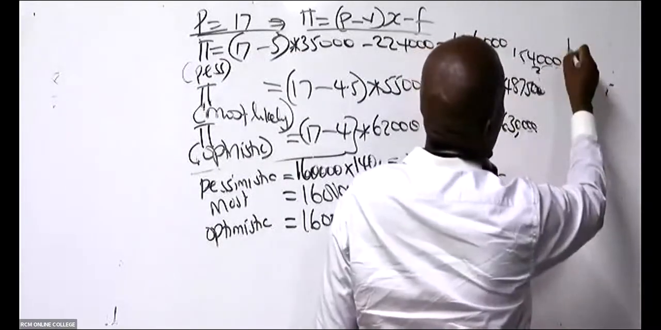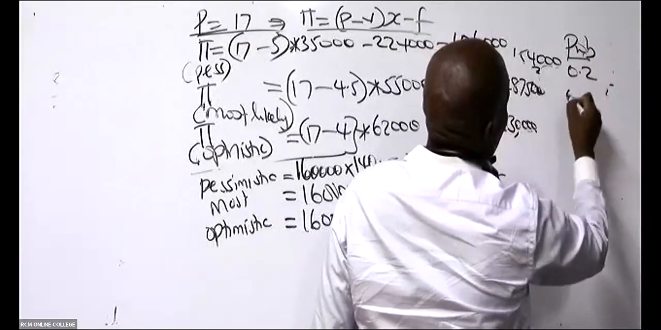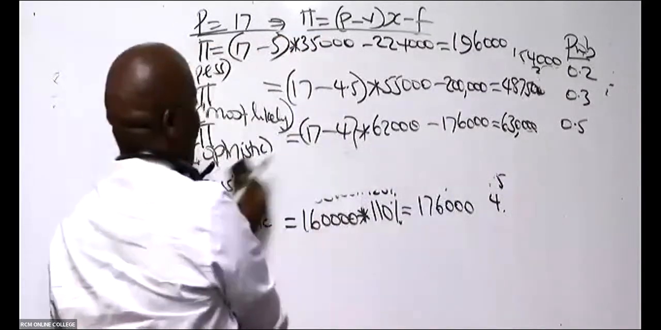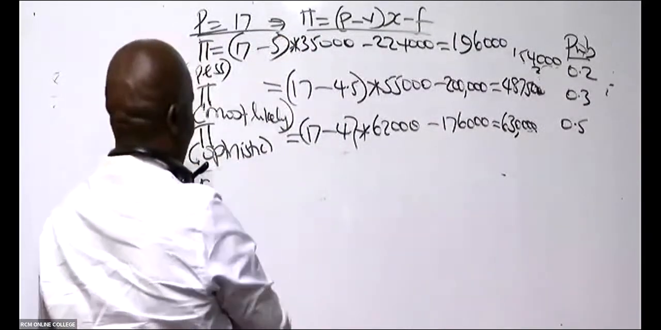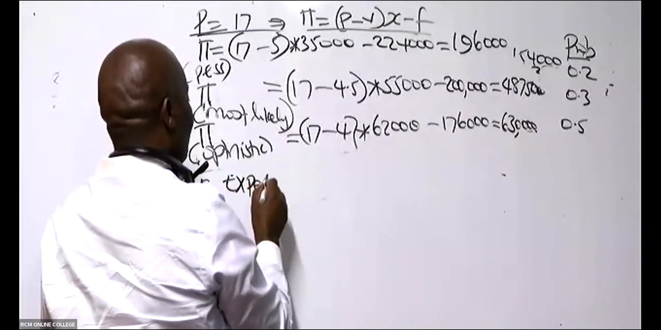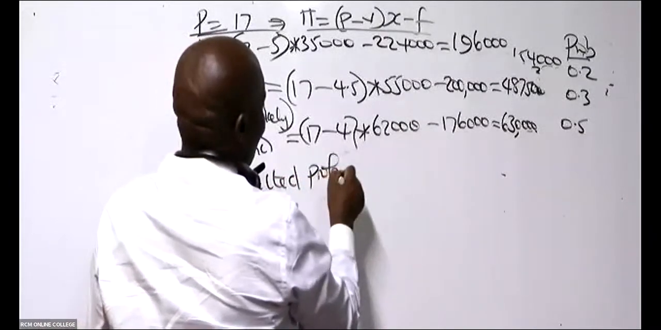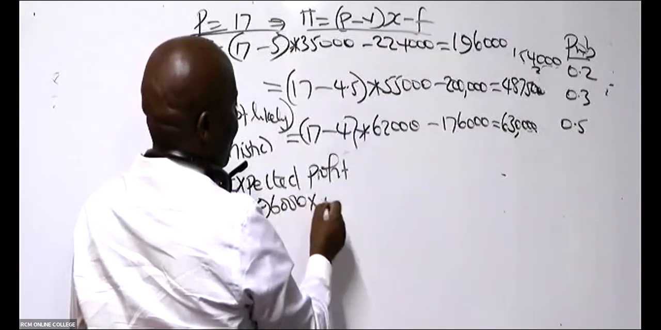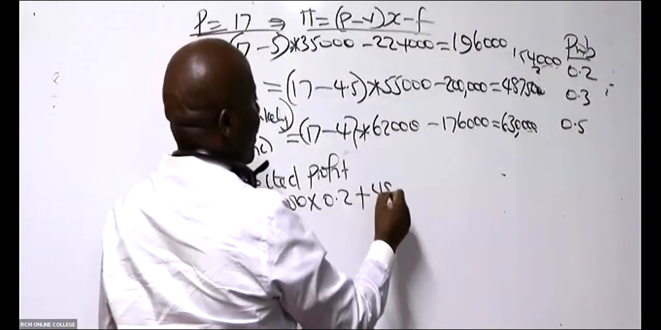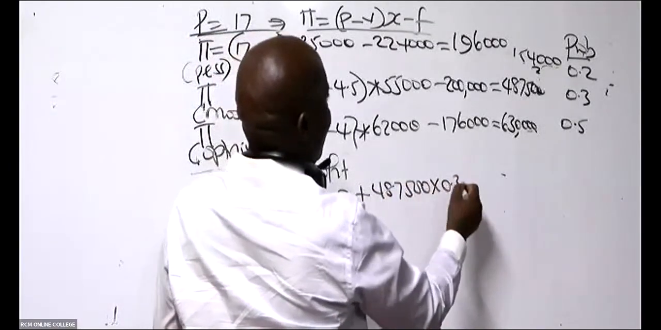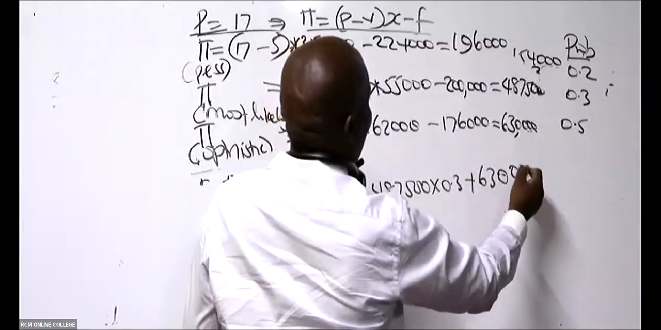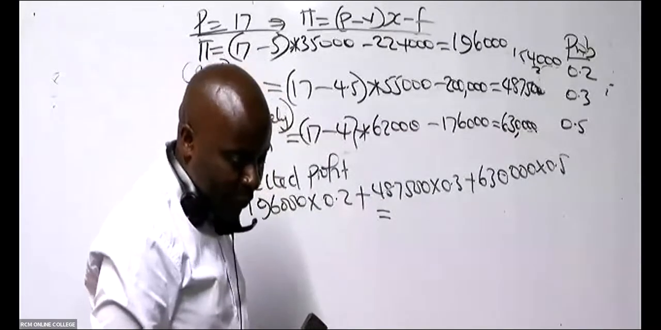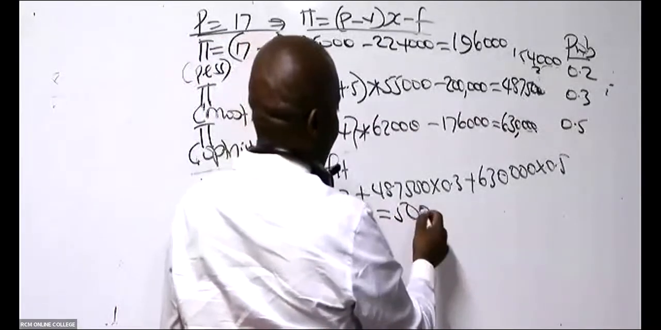So remember, our probability is still for the three environments 0.2, 0.3, and 0.5. So then we can very easily give our examiner the expected profit. So we are taking there 196,000 times 0.2 plus 487,500 times 0.3 plus 630,000 times 0.5, which gives us what figure at the end of the day? Thank you so much.